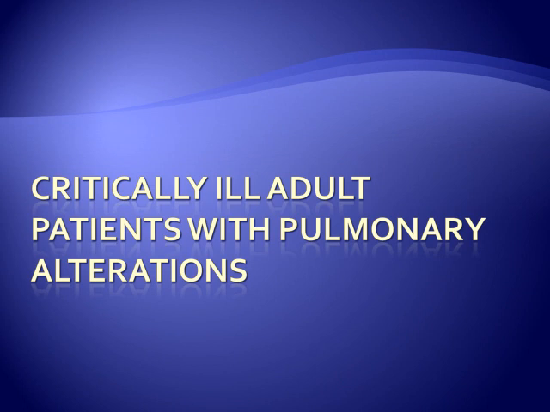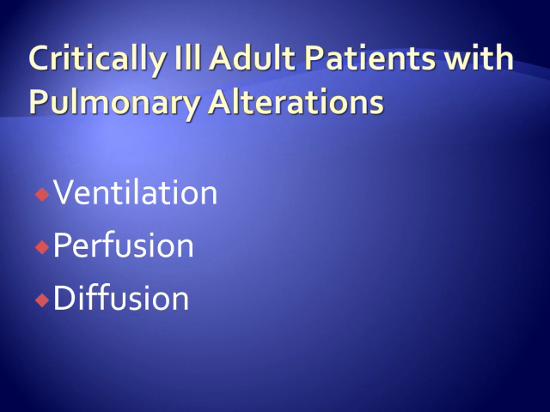Hello and welcome to the critically ill adult patient with pulmonary alterations. Let's take a look at some of these pulmonary alterations that we need to know about with our critically ill patients. First of all, critically ill patients have problems with ventilation, with perfusion, with diffusion in the lungs. So we're going to take a look at what some of these concepts are.